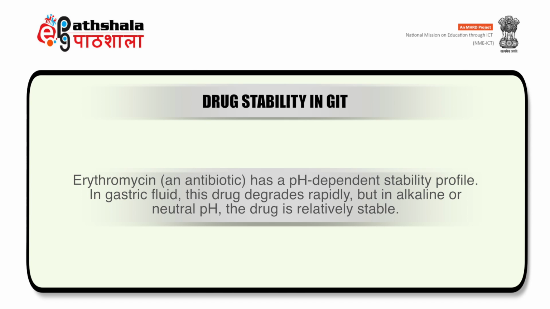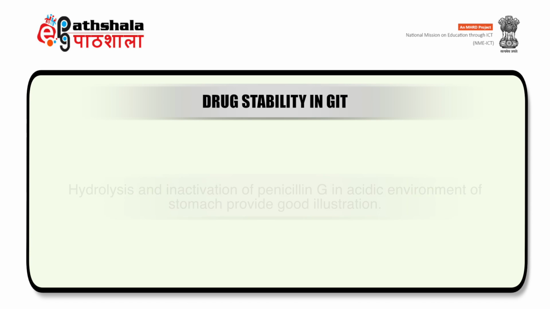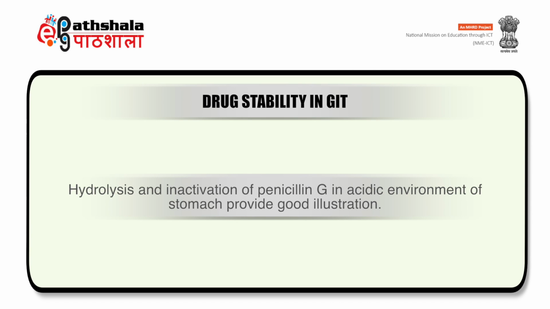Erythromycin, which is an antibiotic, has a pH dependent stability profile. In gastric fluid, this drug degrades rapidly, but in the alkaline or neutral pH, the drug is relatively stable. Due to this reason, erythromycin tablets are available as enteric coated in order to prevent acidic degradation of the drug. The hydrolysis and inactivation of penicillin G in the acidic environment of the stomach also provides a good illustration.